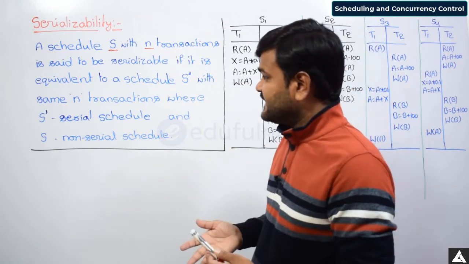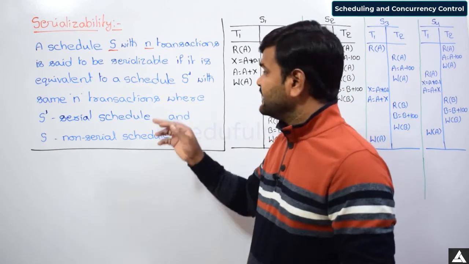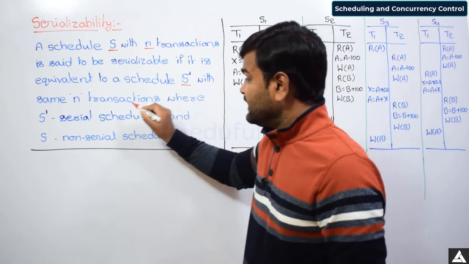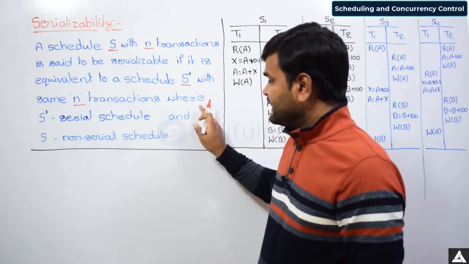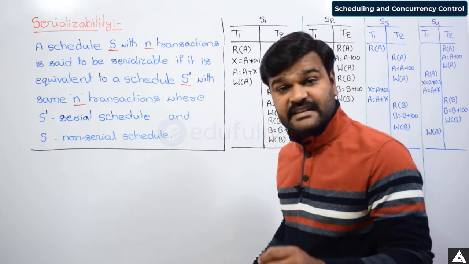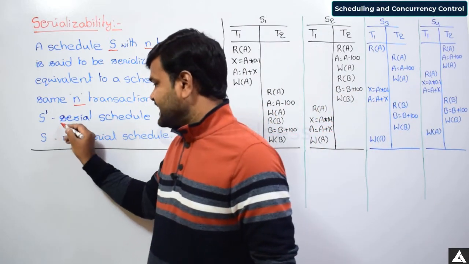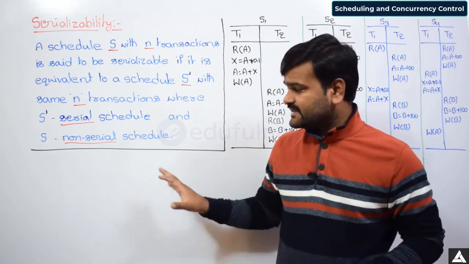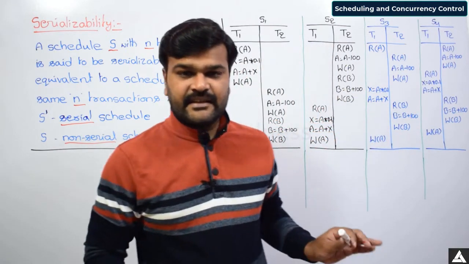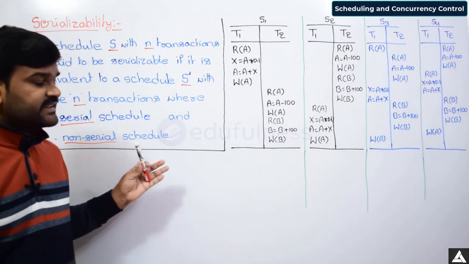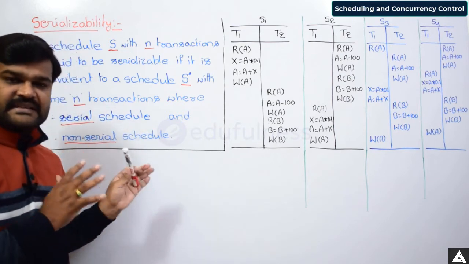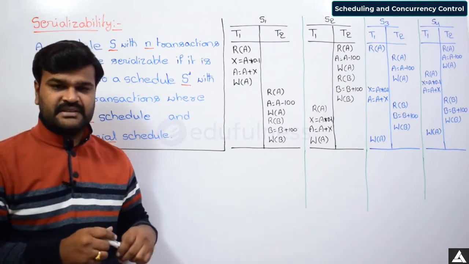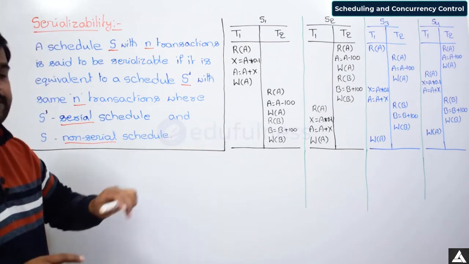So when can you say schedule S is serializable? If it is equivalent to a schedule S dash, very importantly S dash with the same n transactions, where S dash is a serial schedule and S is a non-serial schedule. Very important: S dash is the serial schedule and S is the non-serial schedule. This is the first concept. Let us try to understand this definition with examples, because everything we are going to see next depends on understanding this definition. To achieve this definition, we will have supporting discussion after this. So let us understand it with these simple examples.